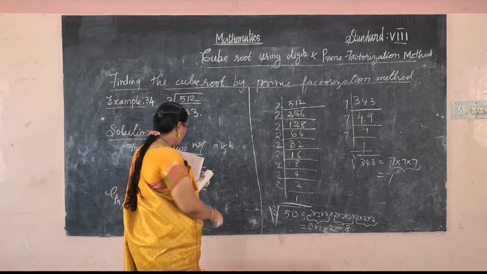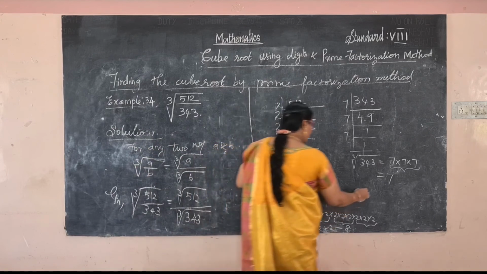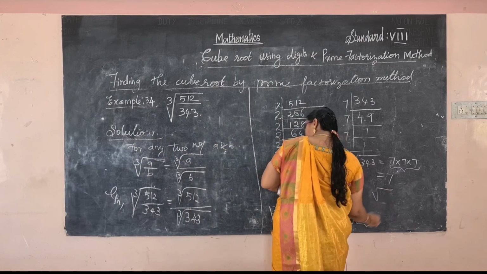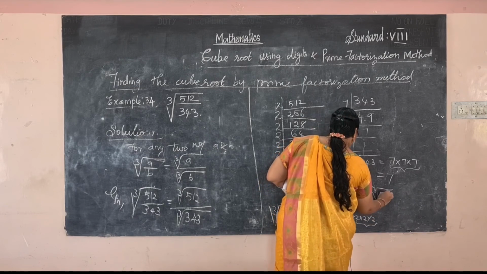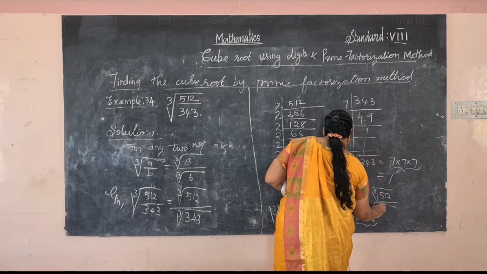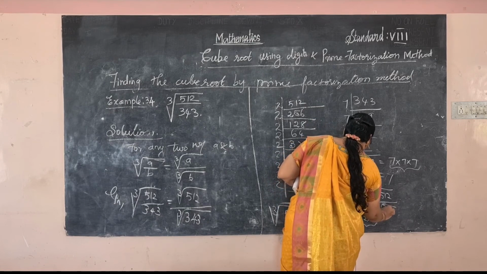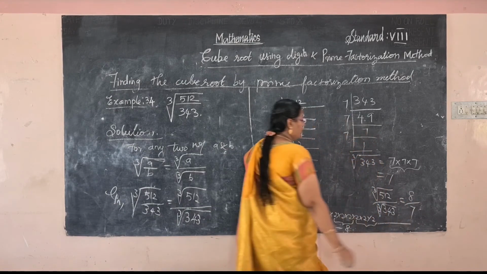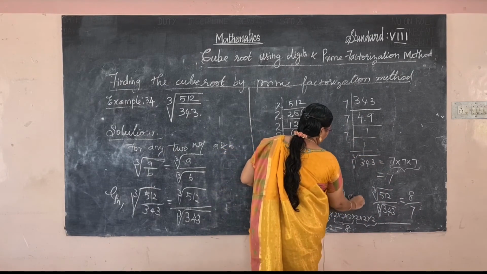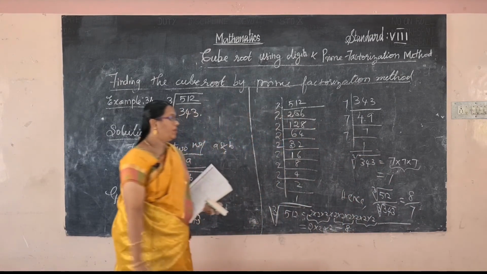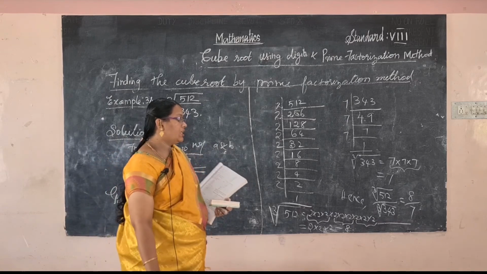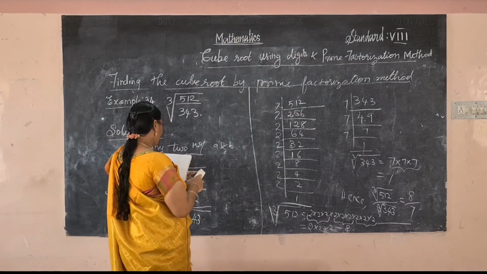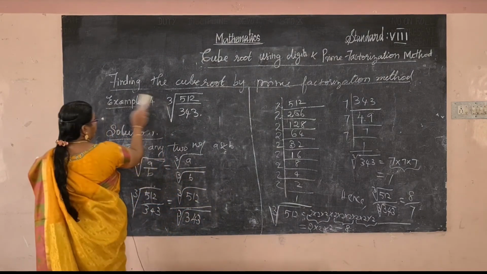Now substitute the values into the given equation. What is that? The cube root of 512 by the cube root of 343. What is the value? 8 by 7. That's it. Hence the cube root of 512 by 343 is equal to 8 by 7. And next, example 35.